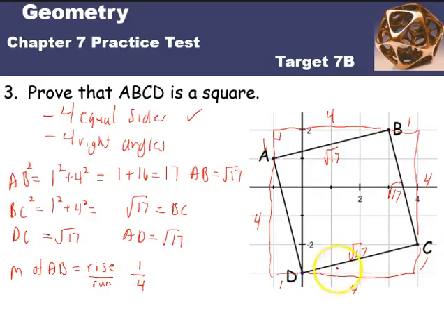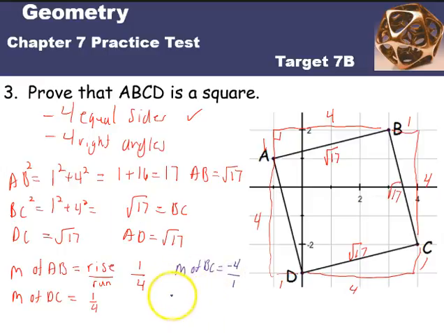Now the line that looks parallel to it is DC, so let's look at the slope of DC. And DC, rise over run. It looks like I ran 4 and rose 1, so it's still 1 over 4. Okay, and then I also have to find the slope of BC. So the slope of BC is rise over run. But look, I want to go from left to right. So I run 1, but I don't go up, I actually go down 4. So I go down 4 for rise, and I run 1.